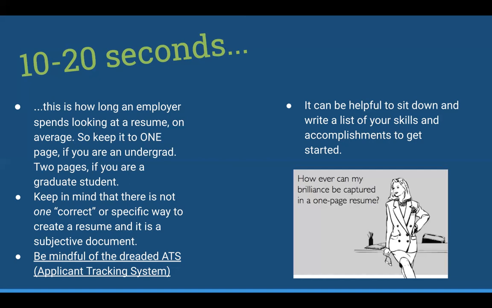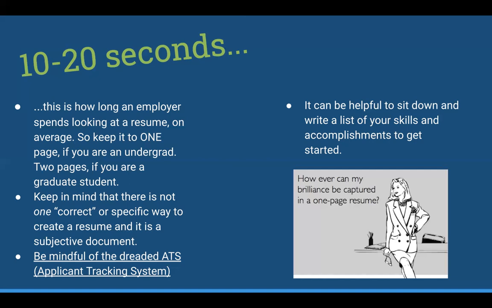And it can also be helpful. You're like, well, where do I begin? Well, it can be really helpful to sit down and write a list of your skills and accomplishments just to get started. And that can be something, if you're a first year, second year student, you can include high school. There is nothing wrong with that. But if you are a junior or senior or graduate student, you don't really want to include high school because that's not new information as much anymore.